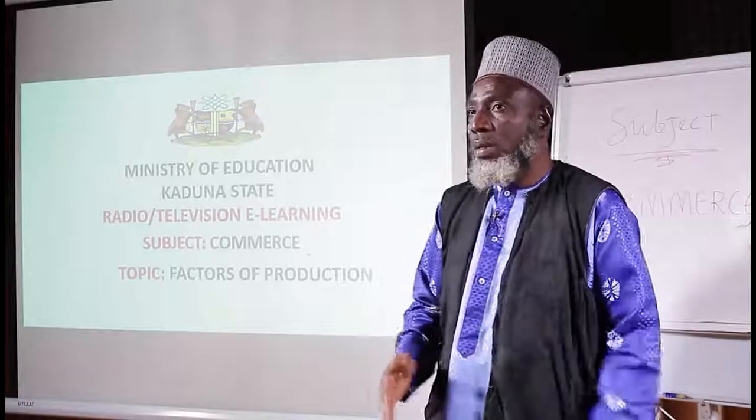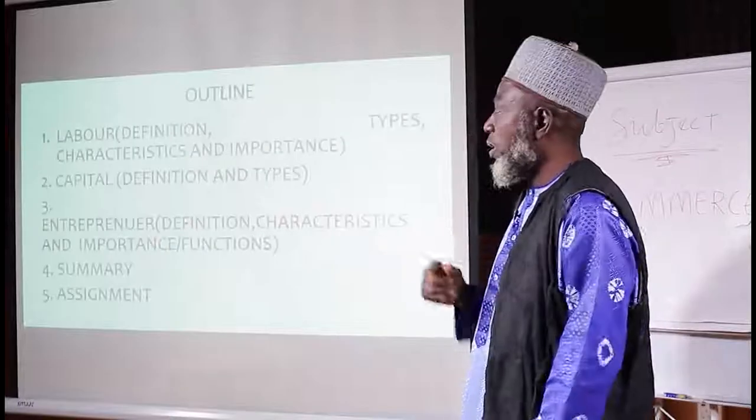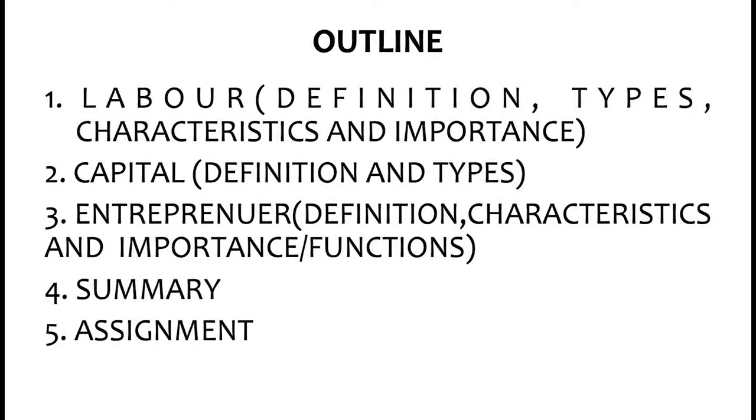Under this topic, in this class, we intend to cover the following areas. We look at what labor is, characteristics of labor, types of labor, and importance of labor. Then we look at capital. We will define what capital is and look at types of capital. Then we will look at number 3, which is entrepreneur: the definition of entrepreneur, characteristics of entrepreneur, and importance of entrepreneur. These are the areas that we intend to look at as far as this class is concerned.